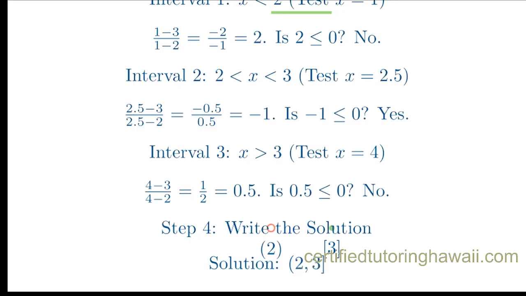Let's double check. At x equals 2, we have division by 0, so it's excluded. At x equals 3, we have 0 over 1, which is 0, and 0 is less than or equal to 0, so it's included. This confirms our solution is correct.